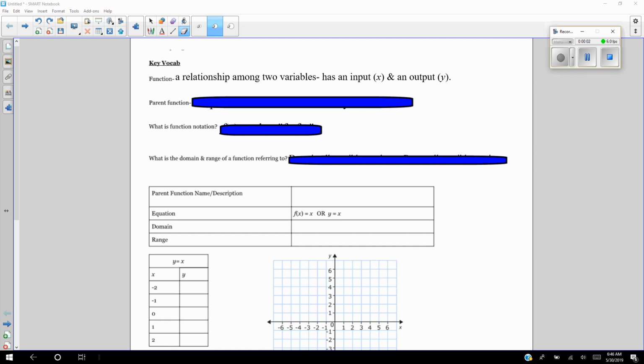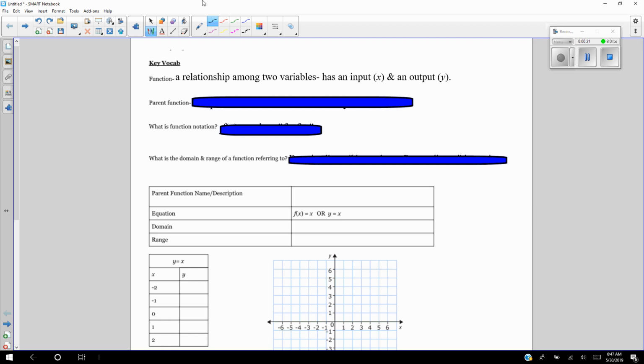All right, so in this video, we're going to talk about some key vocab and graph a couple examples. Really, these first couple sections are really important because they're going to last through all of Algebra 2. So the first definition is the definition of a function. It's a relationship among two variables.